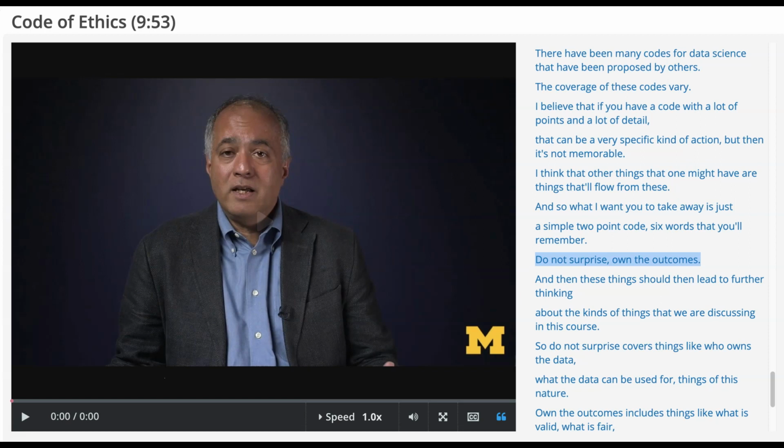In his massive open online course on data science ethics, which I took in 2020 through the edX platform, Professor H.V. Jagadish of the University of Michigan does propose an extremely concise code for data science. It's just 6 words. Do not surprise, own the outcomes. In other words, data science products shouldn't embarrass people associated with the data, and data scientists should own up to unintended outcomes.